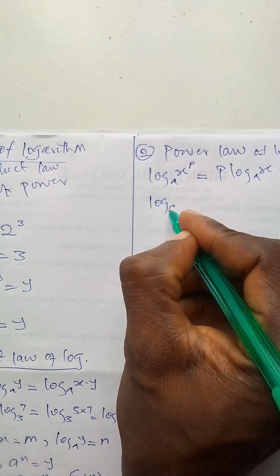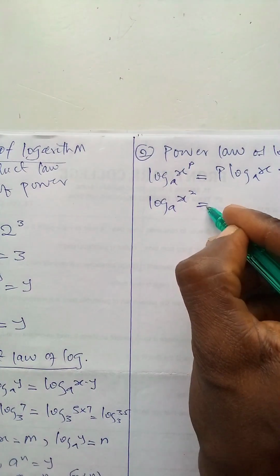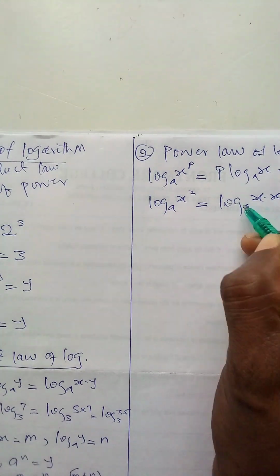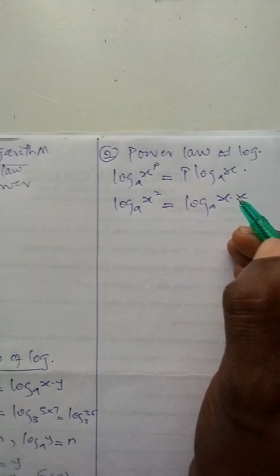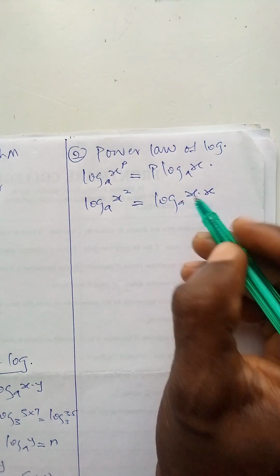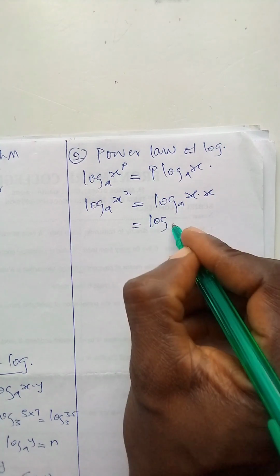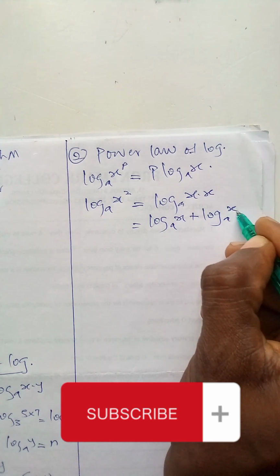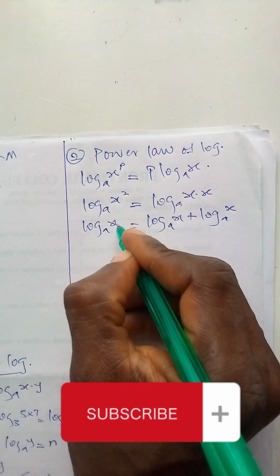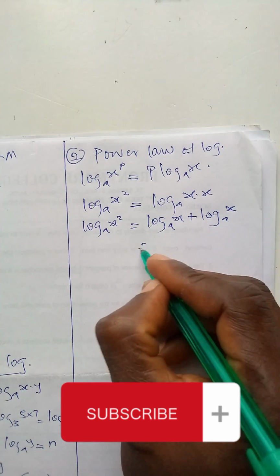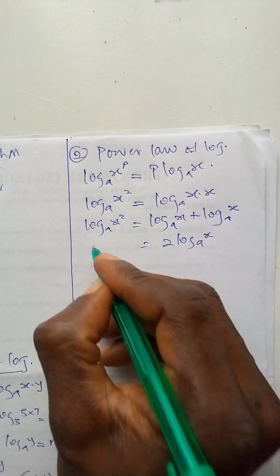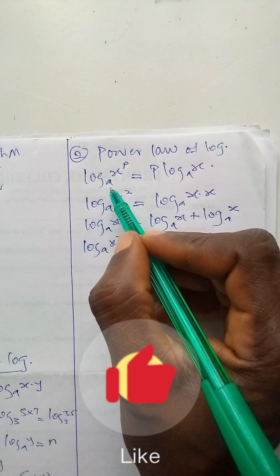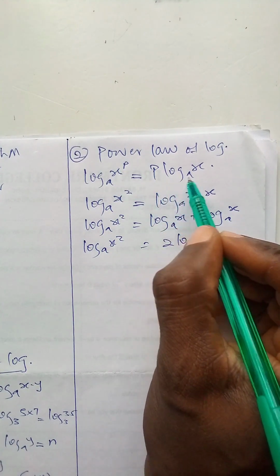Assuming we have log to base a of x raised to power 2, we know it is the same thing as log to base a of x times x. Now, using the addition law, we can separate this part of the equation. It becomes log to base a of x plus log to base a of x, which is our log to base a of x raised to power 2. When we add these two together, we have 2 log to base a of x, which is our log to base a of x raised to power 2. So generally, log to base a of x raised to power p is p log to base a of x.